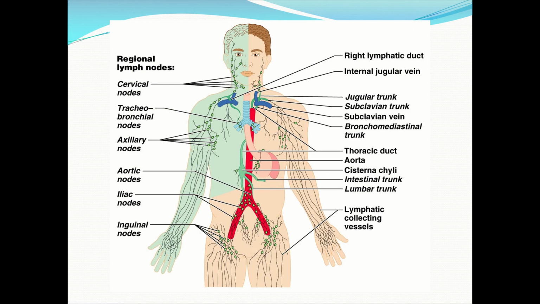Here we can see some of the trunks. There's the thoracic trunk, and then the right trunk, and then also you see the jugular vein, and there's the right lymphatic duct right here, and there's the jugular vein and the subclavian vein.